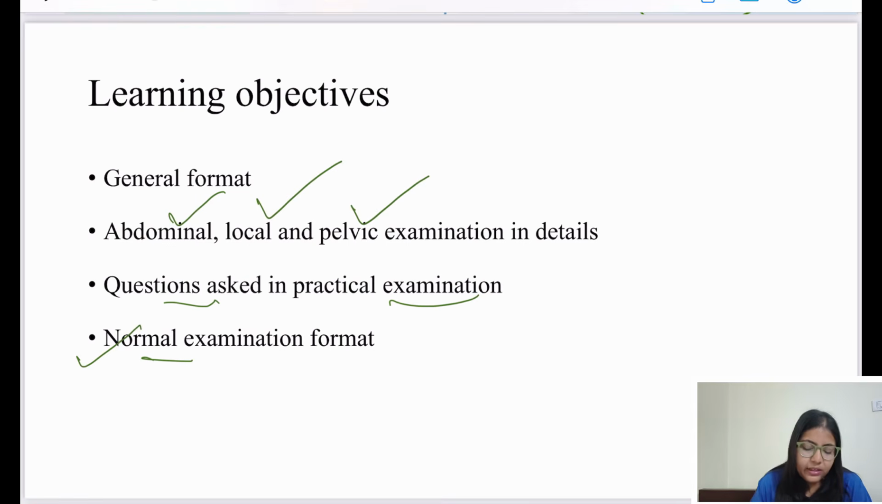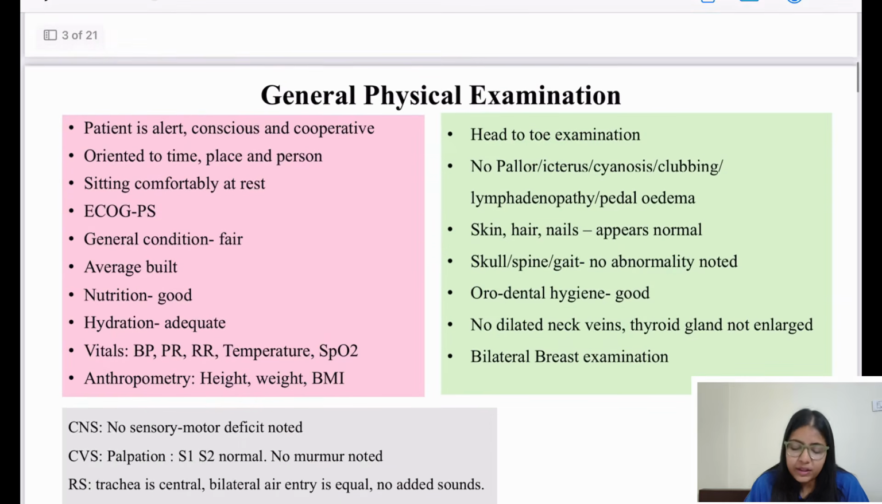And then at last I will tell you about the format in which you will present a normal case, like if there are no significant findings, how will you present a normal case, I will tell you that.